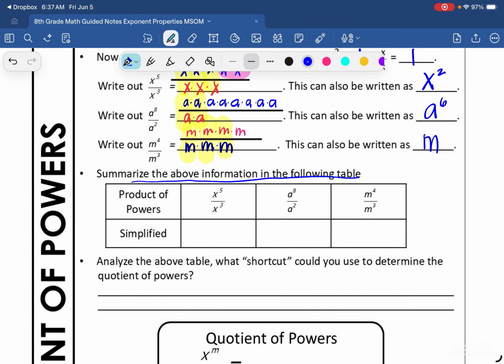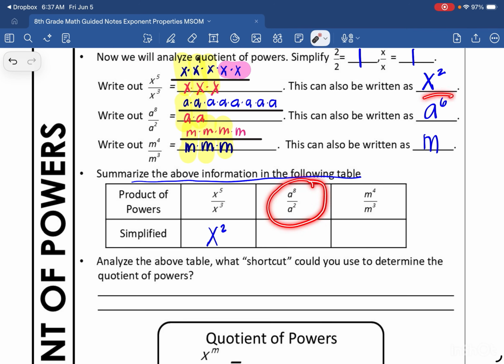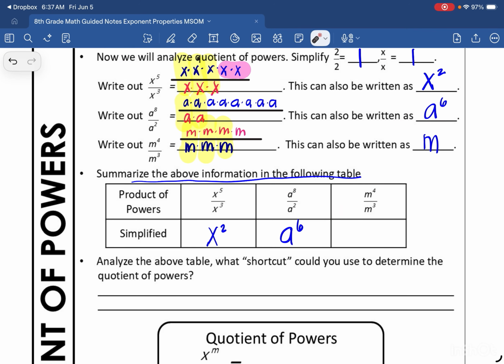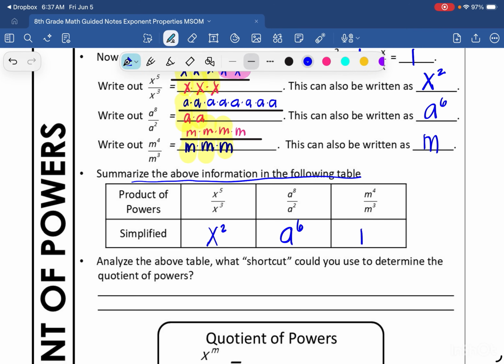Summarize the above information in the following table. So x to the 5th over x cubed was the same as x squared. A to the 8th over a squared was the same as a to the 6th. M to the 4th over m to the 3rd is the same as m. Now I don't need to write power of 1 there, but there is a 1 there that I don't see. So I'm just going to write m to the 1st equals m, just so we're aware.